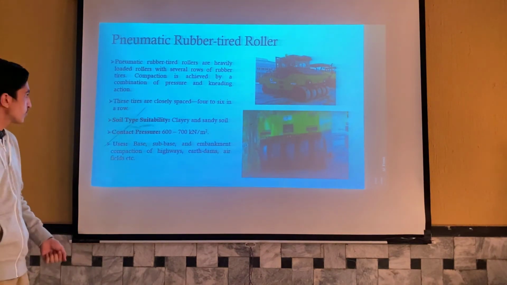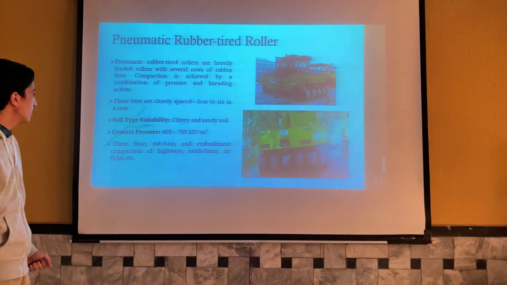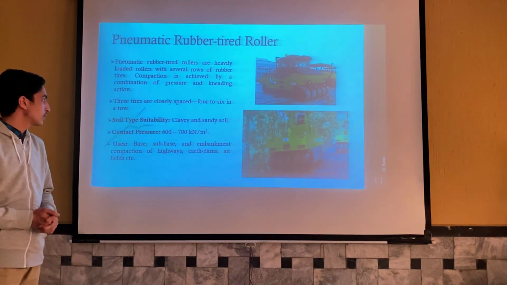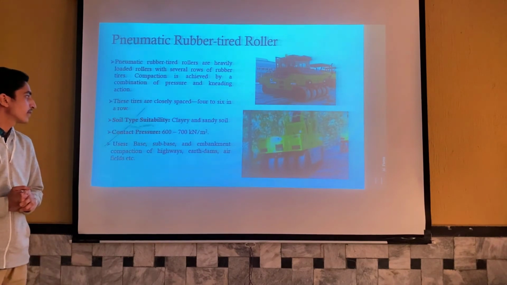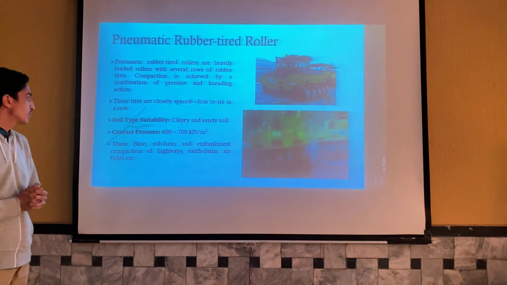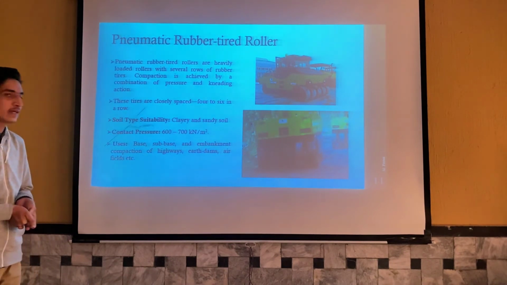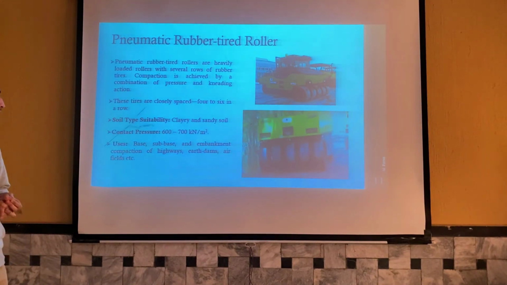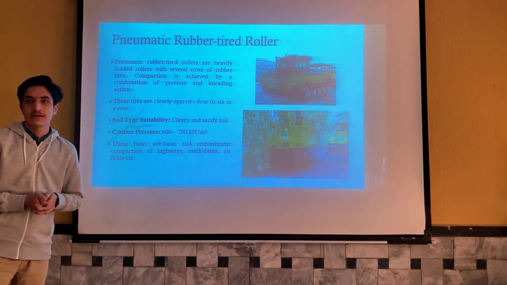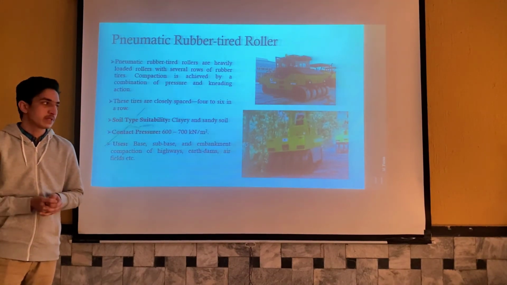This type of roller is suitable for clay and sandy soil, and the contact pressure is much higher than the previous one, 600 to 700 kilonewton per square meter. It is used in base and sub-base, in embankments, and in the compaction of highways, railways, airways and earth dams.